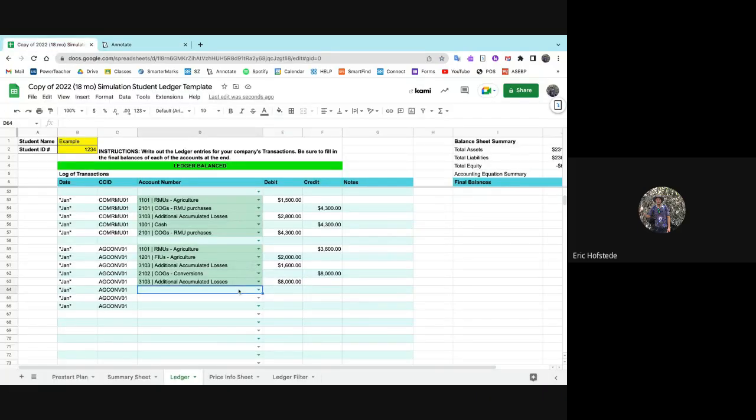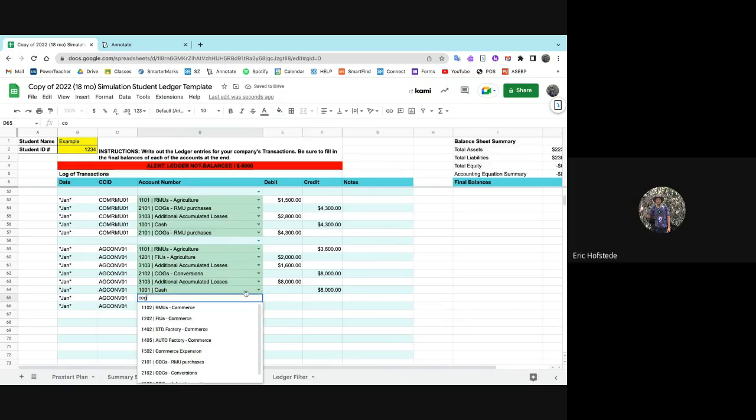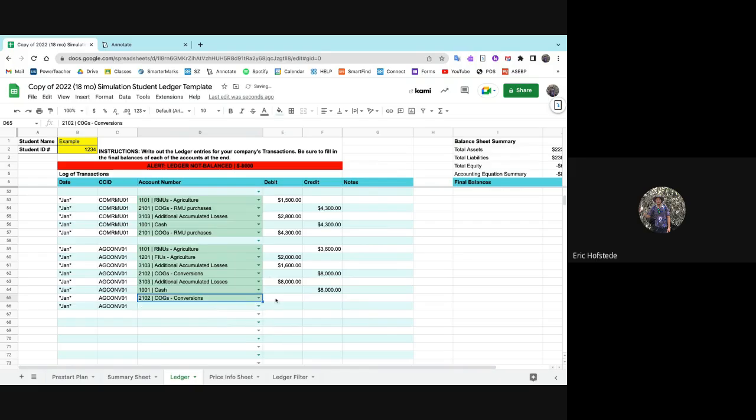All right, then we pay our bill. So anytime you're using a COGS or something that starts with a 2, you're going to get a bill, you're going to credit it, and then you're going to get rid of some cash. And you're going to pay that full bill, that full $8,000, so that my cost of goods for conversions now disappears. It's paid off, and we're still balanced.